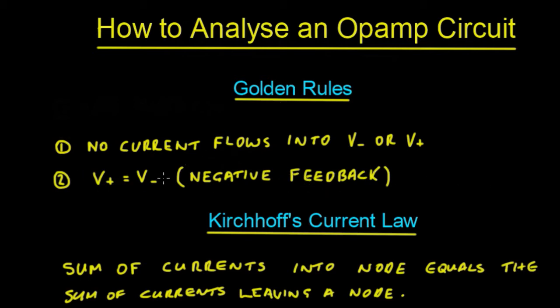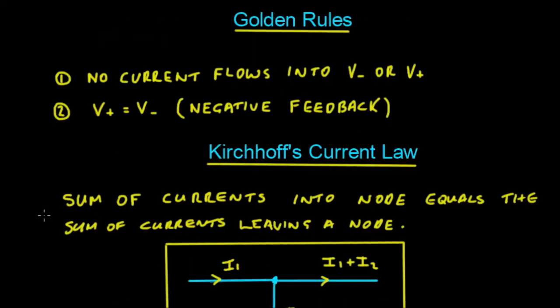So the golden rules, we've seen these before, but we had never termed them the golden rules. These are that no current is going to flow into the inputs, that's the V minus or V plus, so no current into the inputs. And also with negative feedback, the voltages at V plus and V minus are going to be equal. So with these two simple rules and also Kirchhoff's current law, we can analyse all the circuits we're going to be looking at in this course.